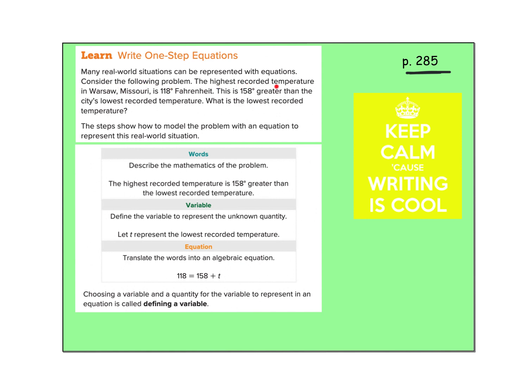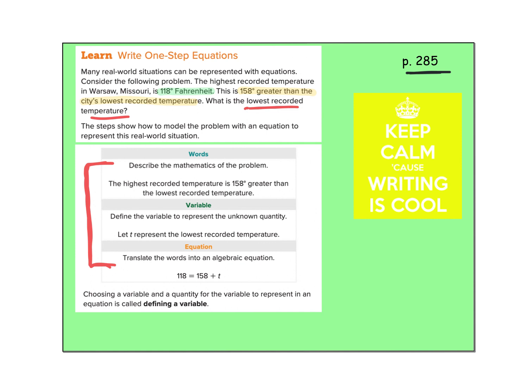The highest recorded temperature in Warsaw, Missouri is 118 degrees Fahrenheit. I'm going to underline that, so if you guys can do that or highlight it. It says this is 158 degrees greater than the city's lowest recorded temperature. And then it says, well, what is the lowest recorded temperature? Okay. So I want you to go ahead and just pause the video, and I want you to read through what they did, and then we'll talk about it.